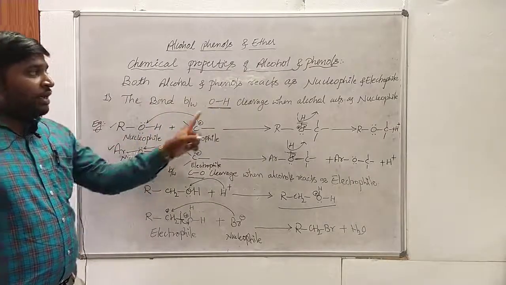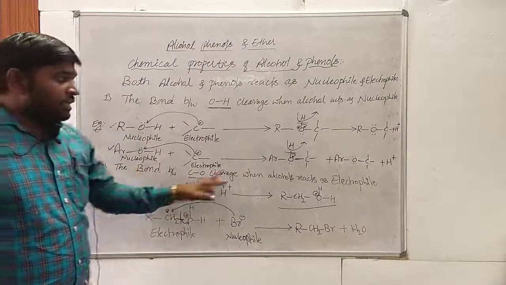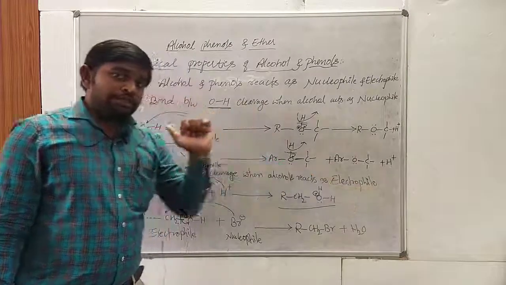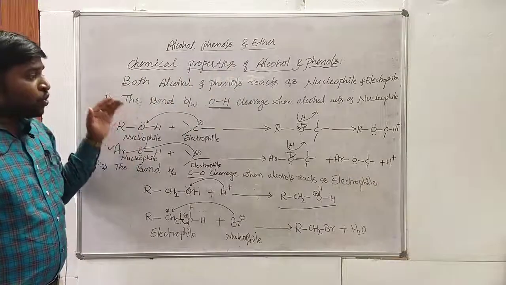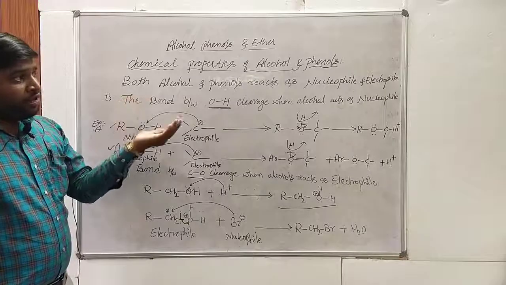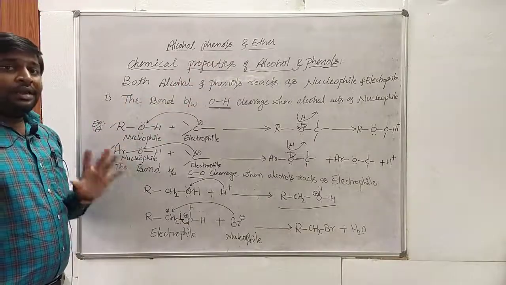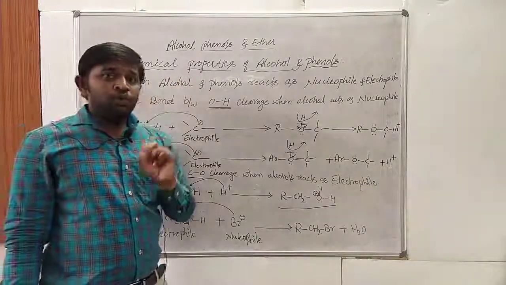If the CO bond is cleaved in any alcohols or phenols, then ultimately such alcohols or phenols are nothing but electrophiles. So this is about the chemical properties of alcohols and phenols. Based on the nucleophile and electrophile character of alcohols and phenols, we can classify these chemical properties into two types.